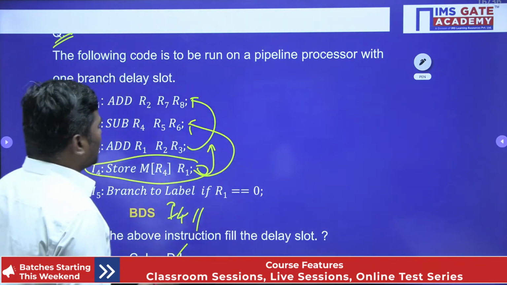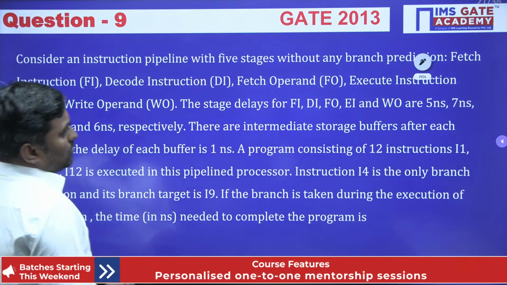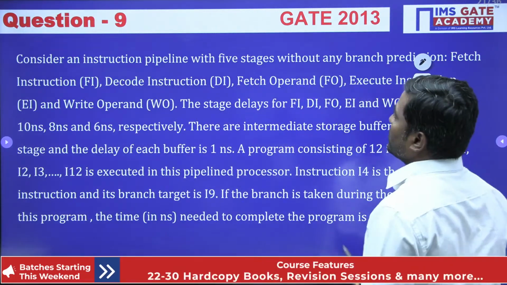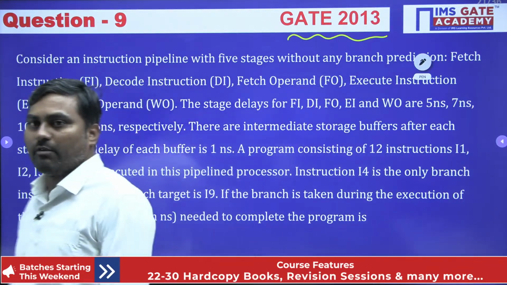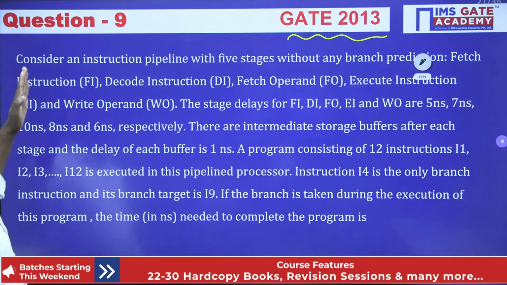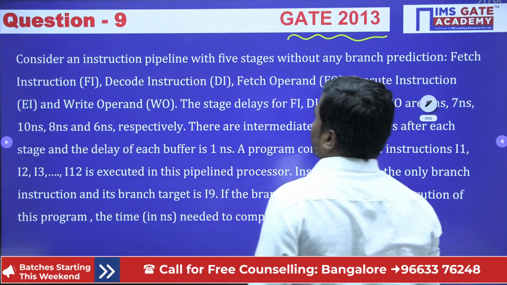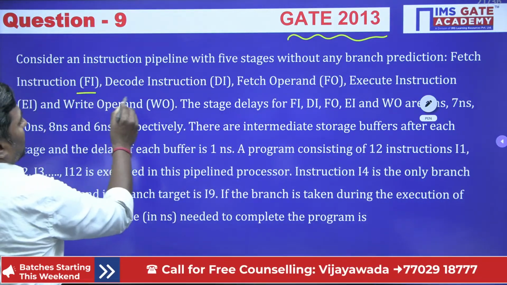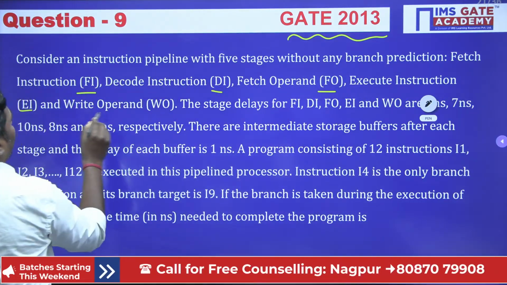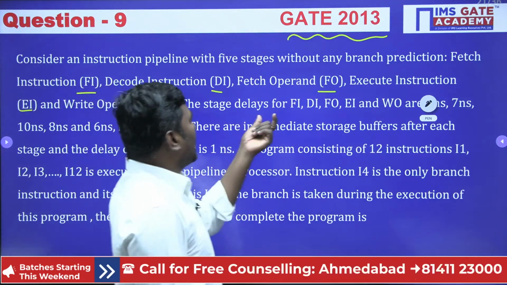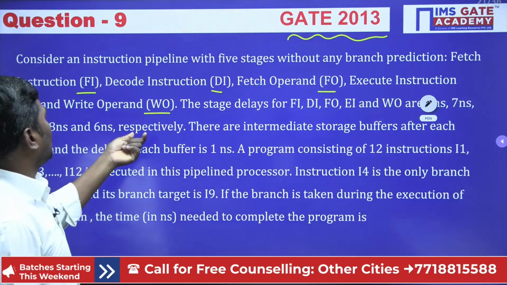Before going to the prediction method, let's see some questions on this one. Okay, now observe the question. This question was asked in the GATE 2013 paper for 2 marks. Consider an instruction pipeline with 5 stages without any branch prediction, so branch prediction is not there. The stages are fetch instruction, decode instruction, operand fetch, execute instruction, and write operand. The stage delays are given as 7, 10, 8, 6 nanoseconds respectively.